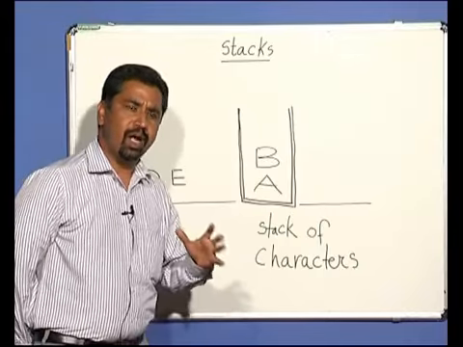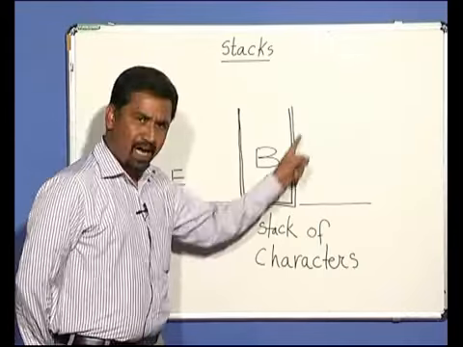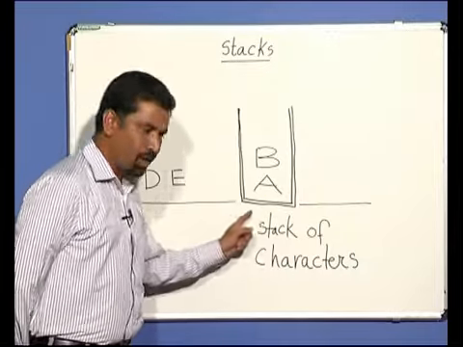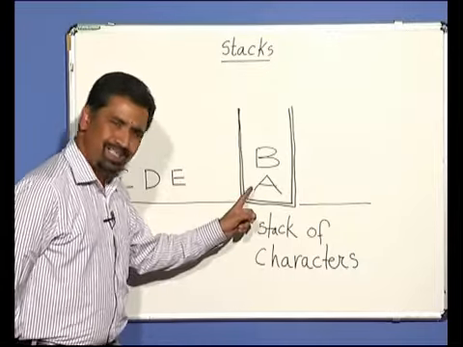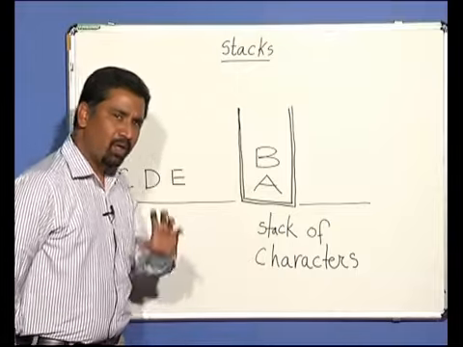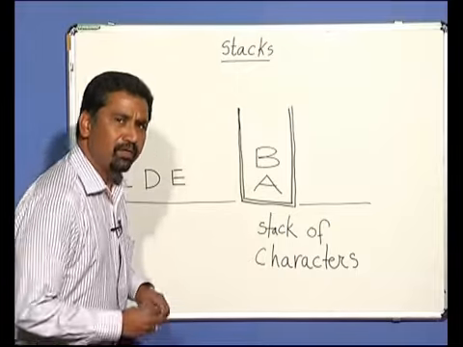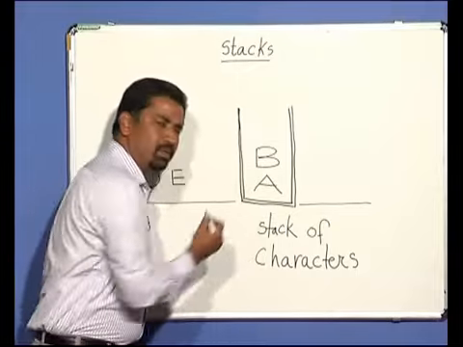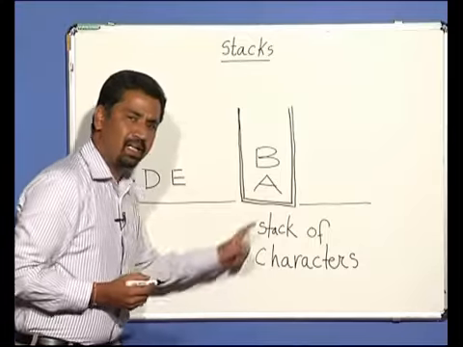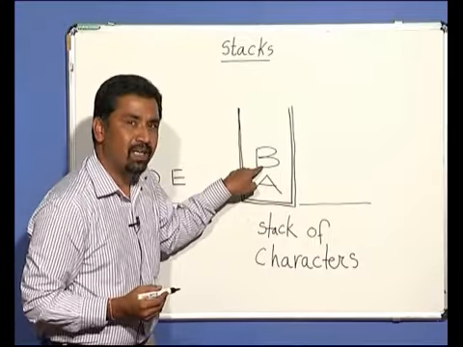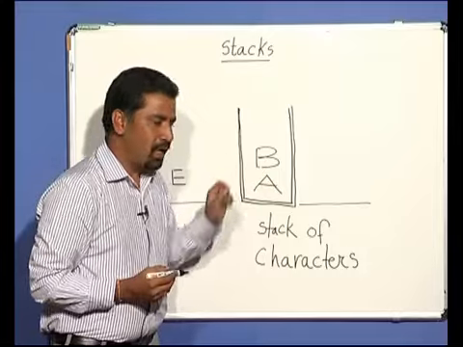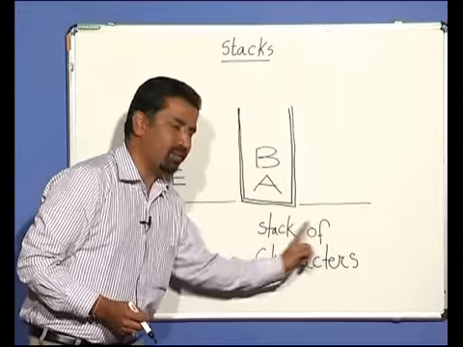Now I want you to look at this jar kind of a thing here. As you see, the bottom is closed and you already see two letters in that. You can very easily see that at the bottom of the jar there is the character A, and on top of that you have the character B. Now I have written here: stack of characters.